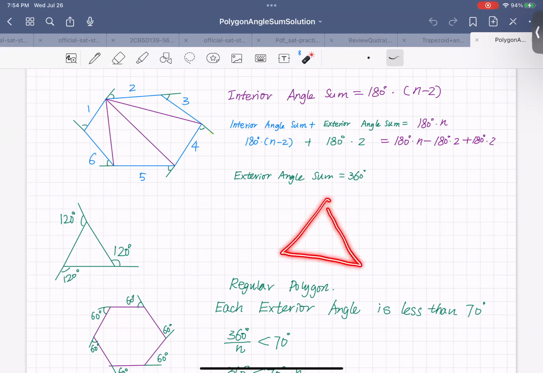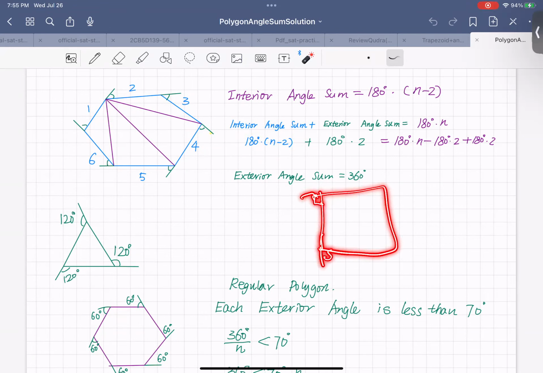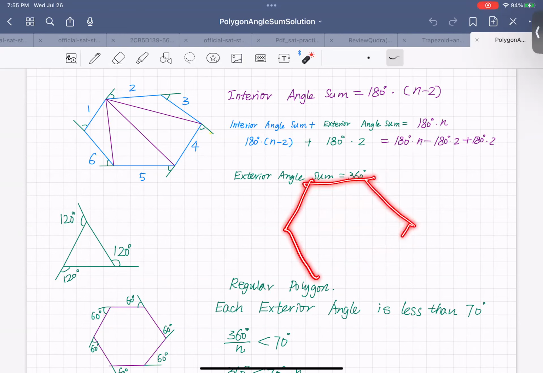If you say, really? See, triangle. If this is 60, this is 120. And then this is another 120, and this is another 120. 120 times 3 is 360. If you see a square or a rectangle, 90, 90, 90, 90, 90 times 4 is 360. If you see a hexagon, that's 60, 60, 60, 60, 60, 60, 60 times 6 is 360. It's always true. Okay?